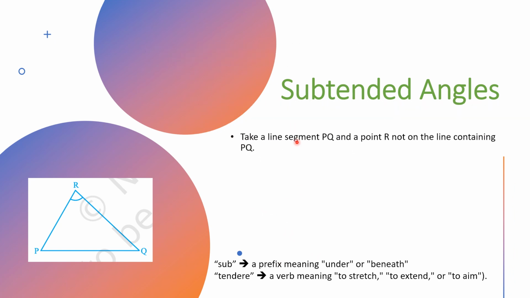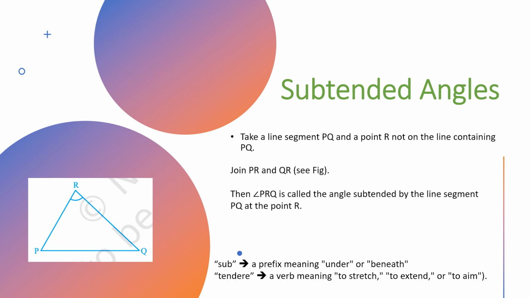Okay, so now let's take a line segment here, PQ. So P and Q. Let's take one more point here, R. Remember, this point R should not be on the line PQ.